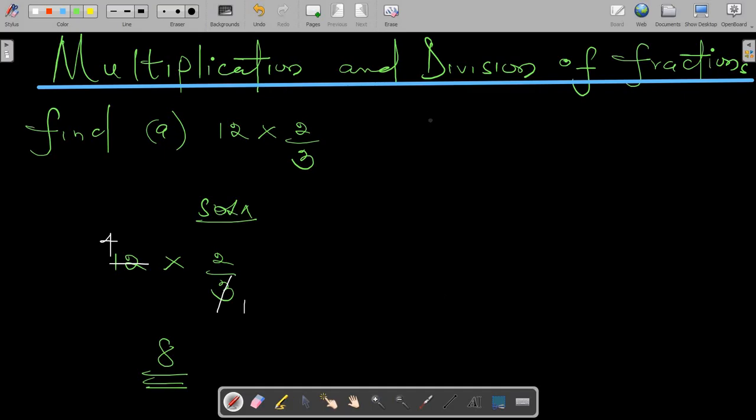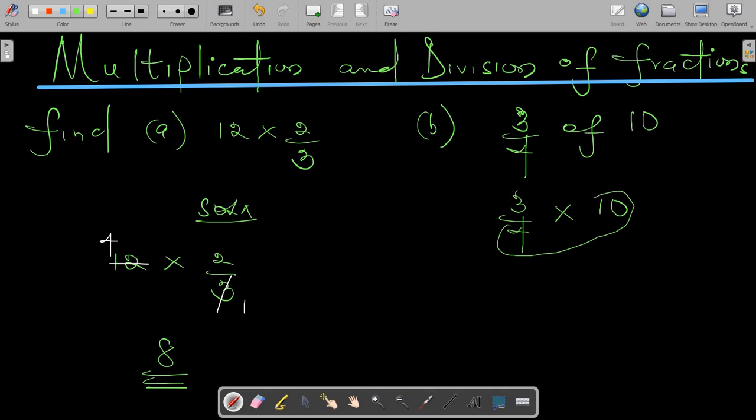Now let's go on to the second question, B. If you are asked to find 3 all over 4 of 10. So the "of" in this context here represents multiplication. So let's go. I can rewrite it as 3 all over 4 times 10. So in that case, I notice here, watch this diagonal here. This 4 can also divide the 10 because I can use 2 to divide.